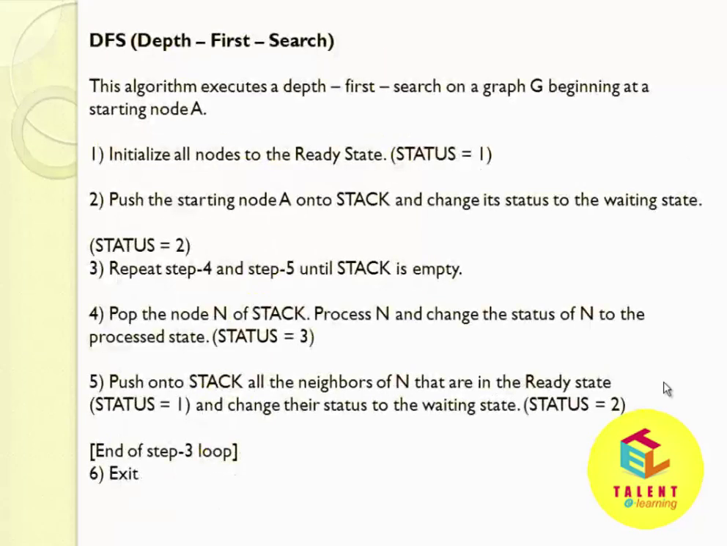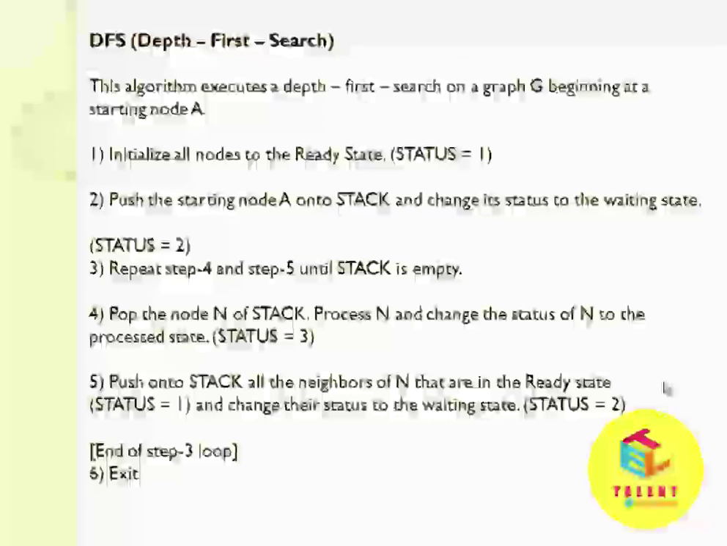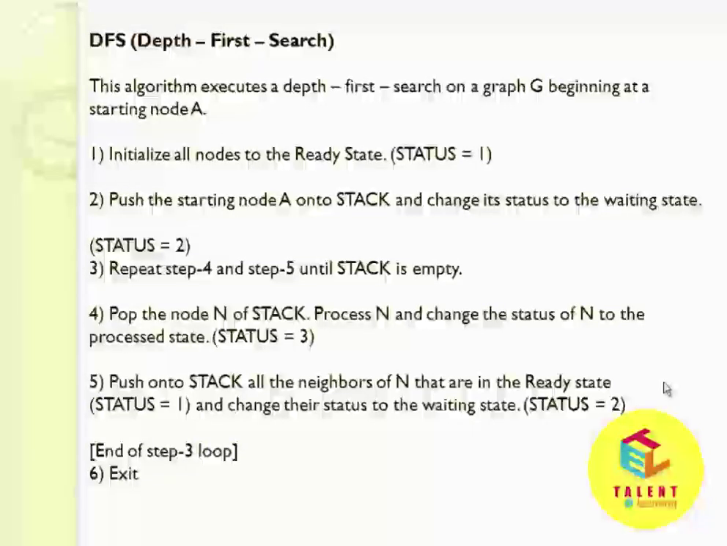Depth first search algorithm. This algorithm executes a depth first search on a graph G beginning at a starting node A. Step 1. Initialize all nodes to the ready state, that is status equal to 1. Step 2. Push the starting node A onto stack and change its status to the waiting state, status equal to 2. Step 3. Repeat step 4 and step 5 until the stack is empty.